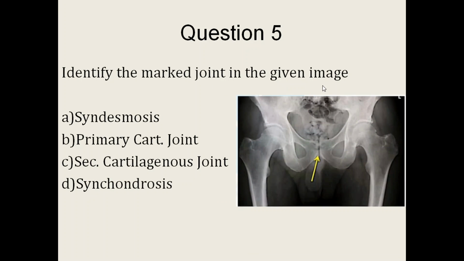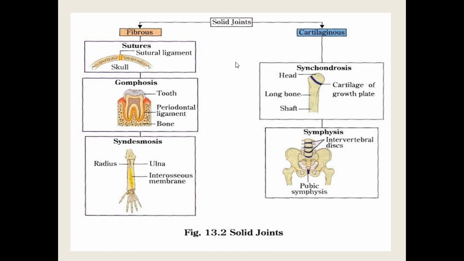Identify the marked joint in the given image. What is this joint called? This is pubic symphysis. Now let's look at the types of joints, and then eventually we come to the conclusion of the answer. Alright. Here we have two kinds of joints in the body. One is solid joint and the other one is synovial joint.